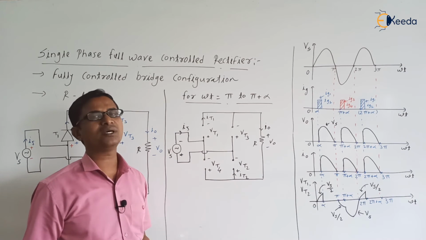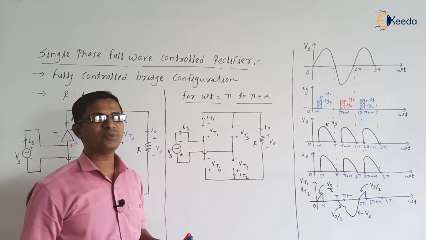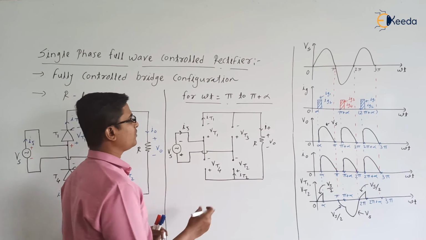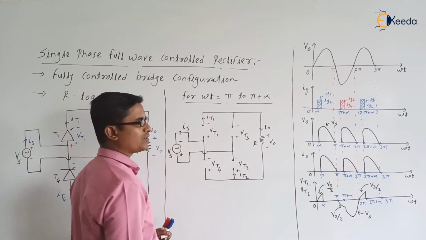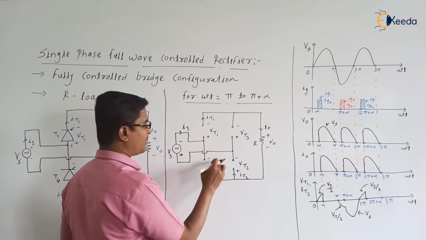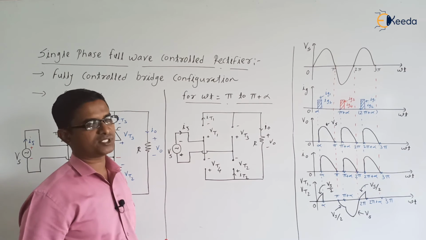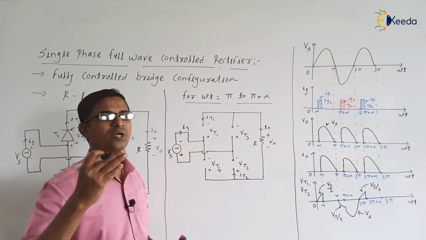So T1 T2 will be in the blocking mode, reverse bias mode, whereas T3 T4 will be in the forward bias mode. Next, during pi to pi plus alpha, T3 T4 are in forward bias mode and T1 T2 in reverse bias mode, but we have not applied the gate signal to T3 T4, so all the four thyristors will be in the off state. T3 T4 will be acting in forward blocking mode.